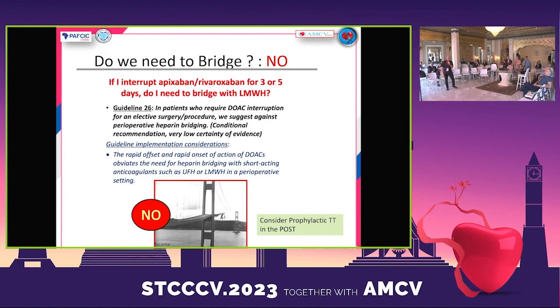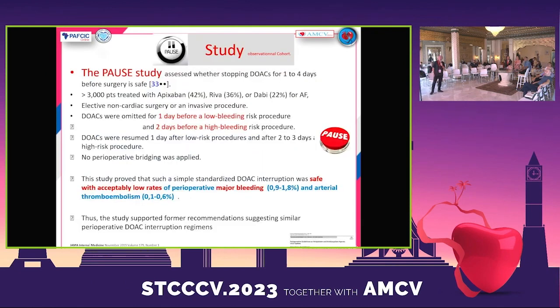So do we need to bridge when stopping? All the guidelines are saying no. No bridging, because bridging is considered to cause many more hemorrhagic complications. So I will say that we should consider prophylactic treatment post-surgery. It's not a bridge, it's prophylactic treatment after the surgery.